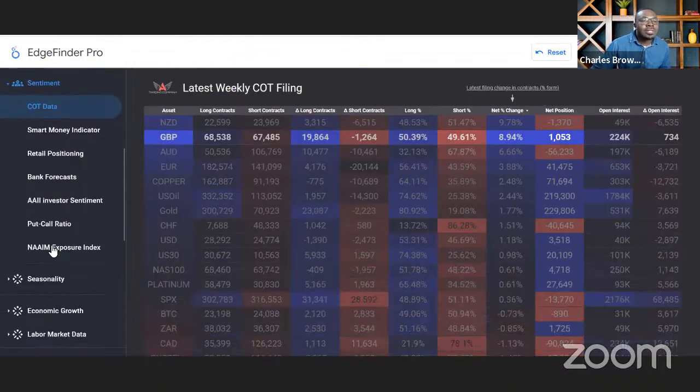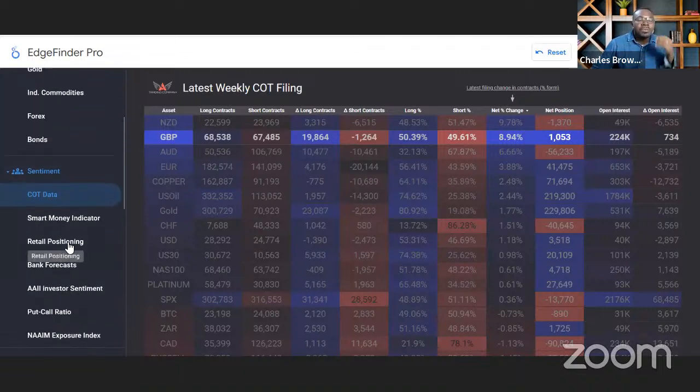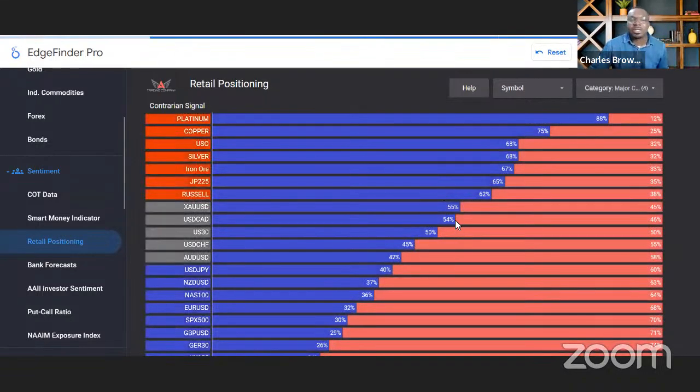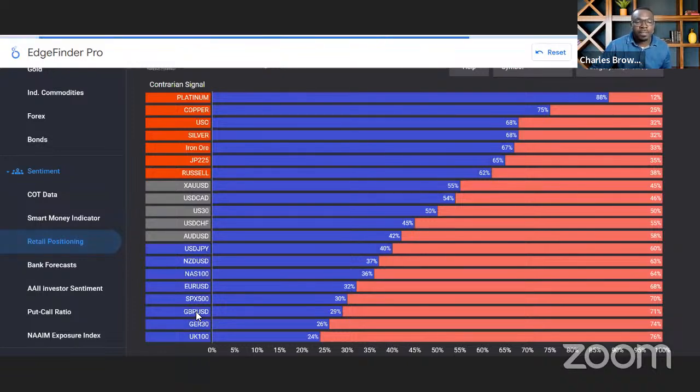So I will now go to the sentimental analysis of that pair. That means the retail position, sentimentally. What is the psychology of these retail traders? So I will look for that pair, which is British pound USD. I can see that on the COT data, 1,053 contracts is what was added to push price up. So it will favor a bullish move.